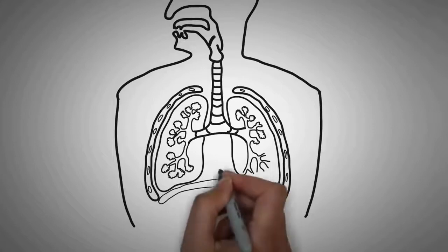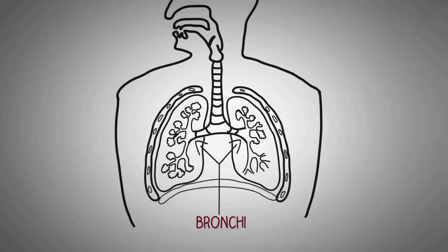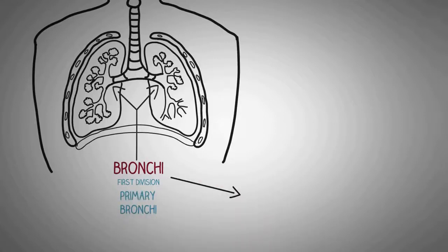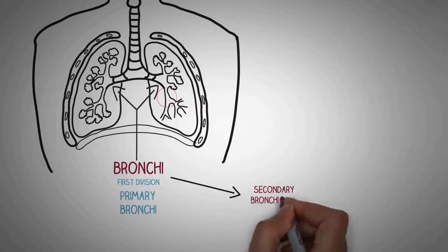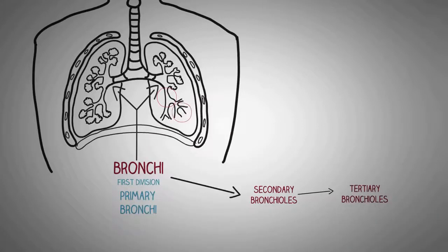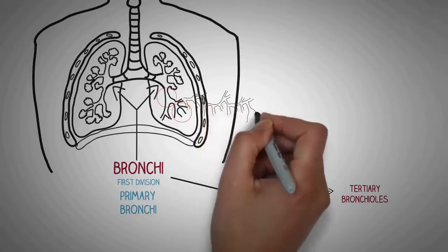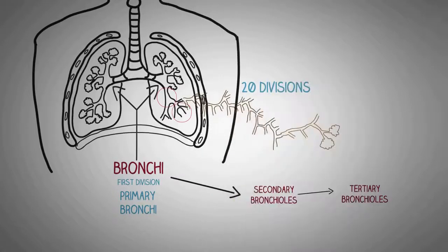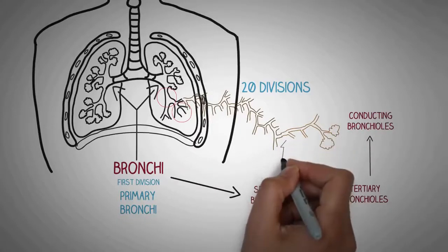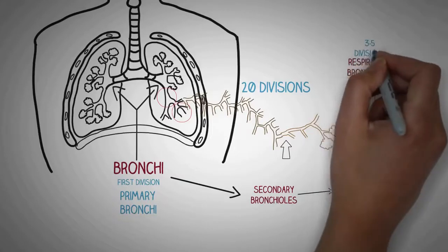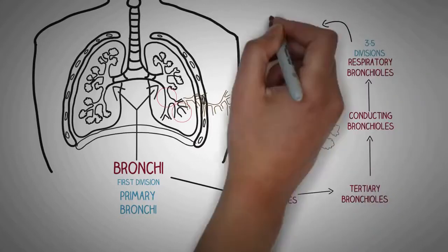The trachea then divides into the primary bronchi. Now this is called the primary bronchi because it is the first division of the trachea. The primary bronchi then divide into secondary bronchioles, and then the secondary bronchioles divide into the tertiary bronchioles. Now what happens next is that these tertiary bronchioles again divide for about 20 divisions to form the conducting bronchioles. So you can see the tertiary bronchioles divide many times to form very small sac-like structures. The tertiary bronchioles lead into the conducting bronchioles. The conducting bronchioles then form a 4 to 5 division series of respiratory bronchioles. These respiratory bronchioles are in turn connected to the alveoli.